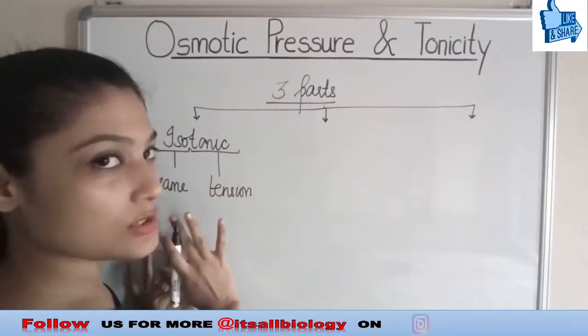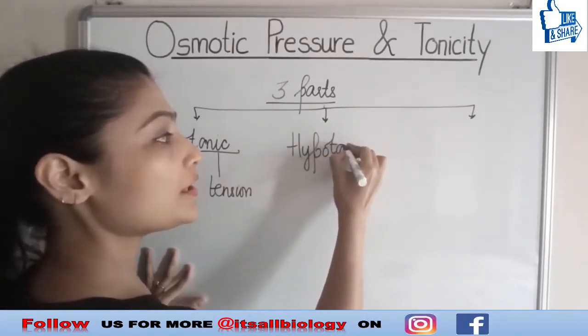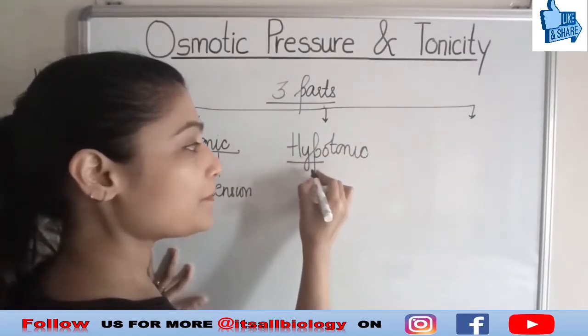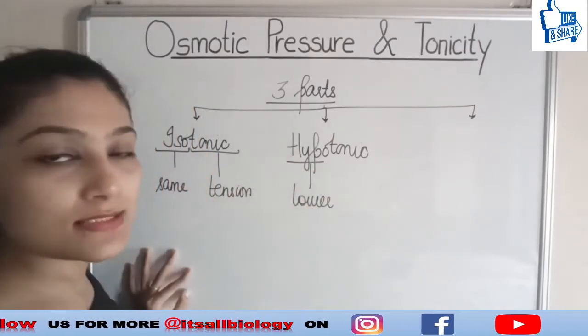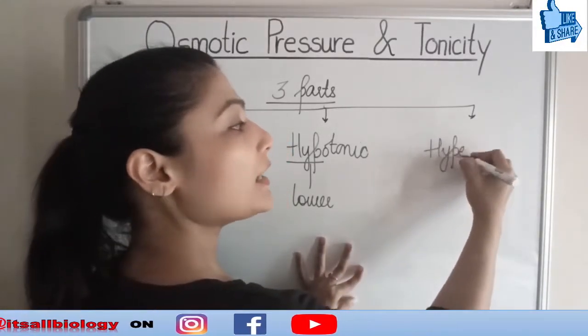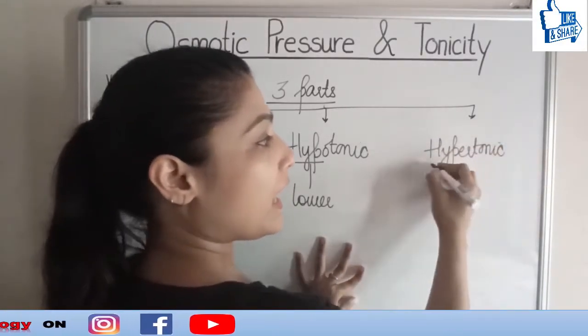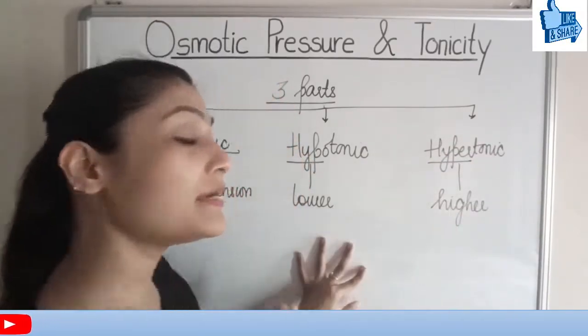Next is going to be hypotonic. Hypo means lower. Again, tonic is concentration or tension. The third one is going to be hypertonic. Hyper means higher in concentration or in tension.